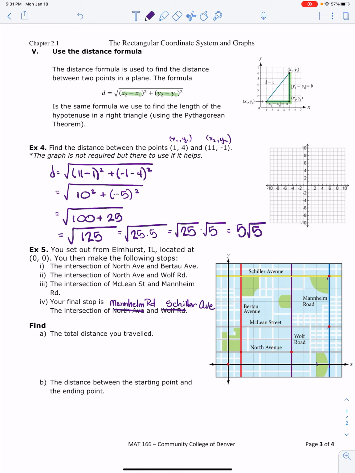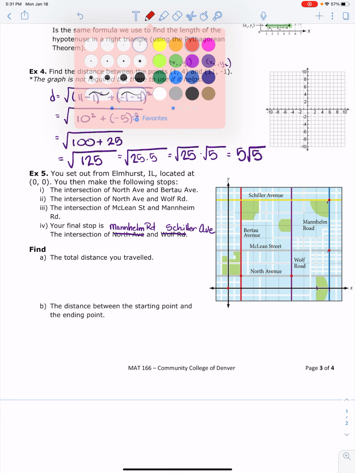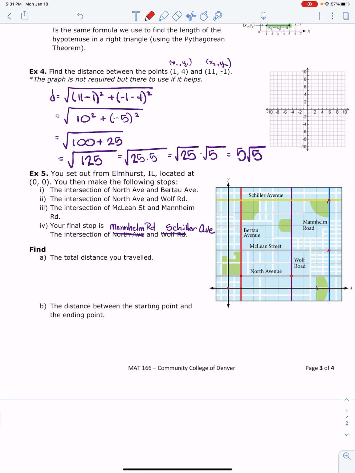So in example 5, you will notice that I have fixed my typo. Your notes may have Mannheim Road and Schiller Avenue typed in. Obviously I sent this to my iPad before I fixed that. So let's figure out what we've got going on here. We are going to set out from Elmhurst, Illinois, located at 0,0 right here. We make the following stops: the intersection of North Avenue and Bertow Road. So these blocks, we're just going to go ahead and count by ones.